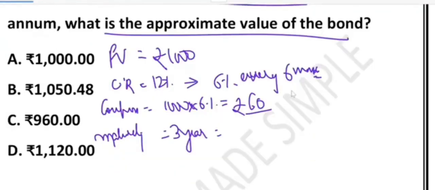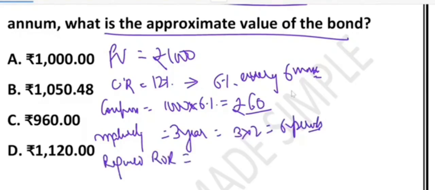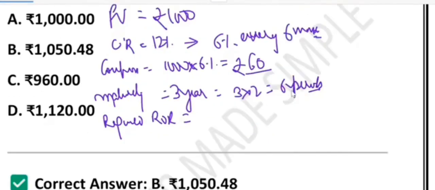How many periods are there? 3 multiplied by 2. So there are 6 periods. Okay, 6 half-year periods. And what is the required rate of return? What is the required ROR? As you can see, it is 10%, and that is per annum. And we want to calculate it after 6 months, so it will be 5% every 6 months. So everything you have to compute on a 6-month basis.